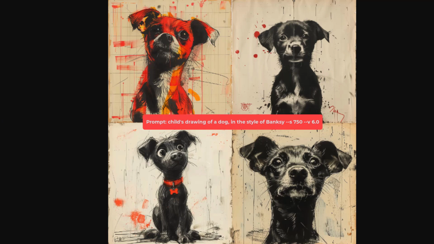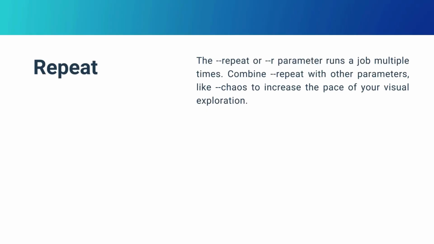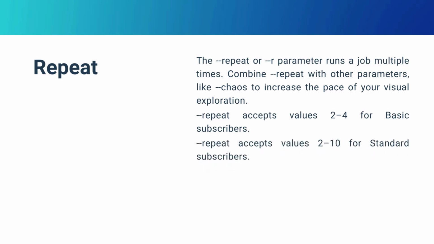If you don't know all of these artists or styles, you can Google them, but trust me, they are pretty accurate. Repeat. The --repeat or --r parameter runs a job multiple times. Combine --repeat with other parameters like --chaos to increase the pace of your visual exploration. --repeat accepts values 2 through 4 for basic subscribers. --repeat accepts values 2 through 10 for standard subscribers. --repeat accepts values 2 through 40 for Pro and Mega subscribers.